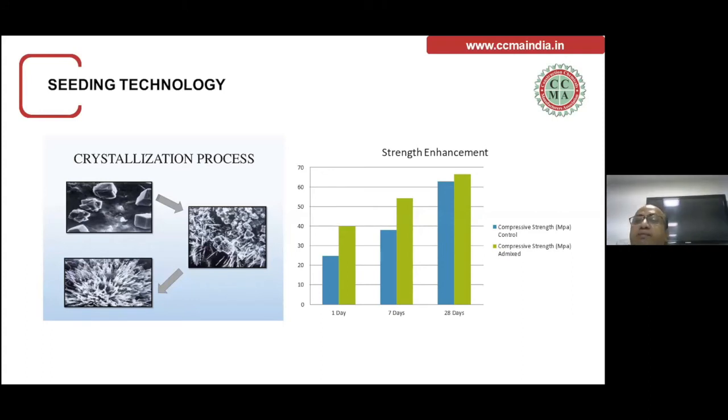So if you see the graphical representations, from there also you can understand what the percentage increase is in case of 1 day and 7 days. And if you see the 28 days strength, that has also increased, but not in a similar way as at 1 day and 7 days.